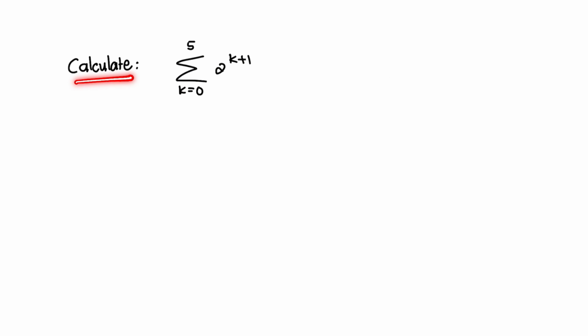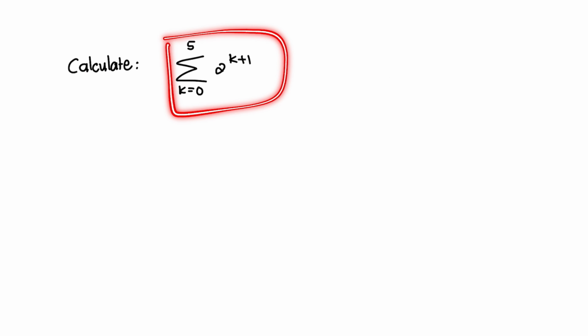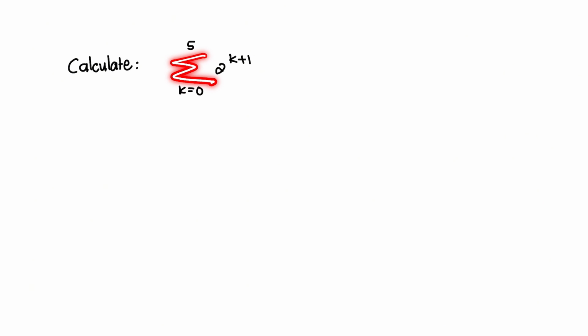In this video, we would like to calculate the following expression. We are given sigma notation with the lower limit of 0 and the upper limit of 5. And the term in our notation is 2 to the power of k plus 1.